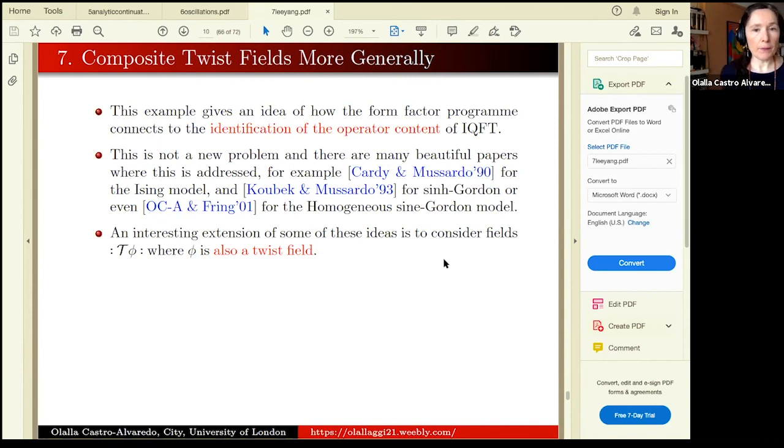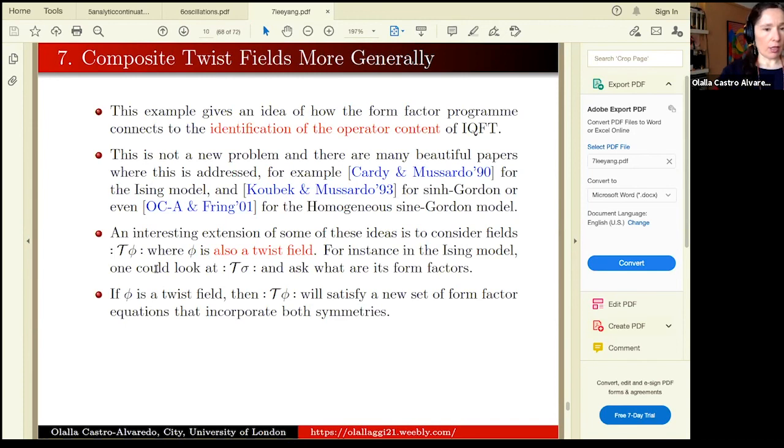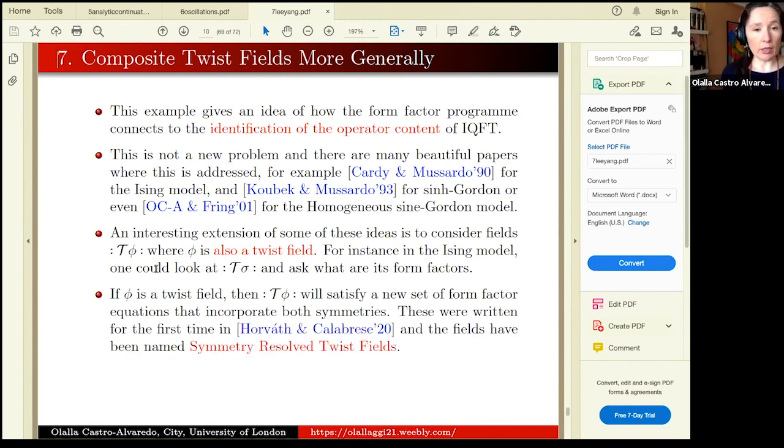for twist fields. And an interesting extension of all of this is to think of a case when the field phi is also a twist field. So it's not completely neutral. And this is not what we did in this work I'm talking about. We always thought about fields that were neutral. But if they are not, then this composite field would not satisfy the same equations as the twist field, it will satisfy some modified equations. And this is something I think I already mentioned, but has been studied recently by David and Pasquale in a recent paper.